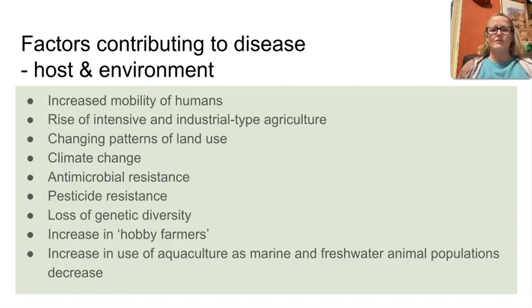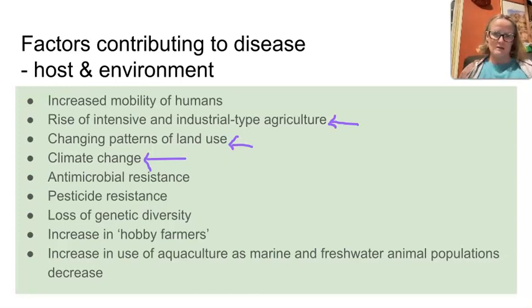Because there are more intensive and industrial style agriculture practices going on, once one farm gets it, the intensive nature of that farming means many animals will get it. And if the farming is industrial and on a large scale, that might wipe out a huge proportion of that particular crop or livestock. The way that we use land has changed, so it's much more intensively farmed. Climate change is also resulting in some diseases being more prevalent because maybe drought is stressing crops so that they are more susceptible to disease, for example.